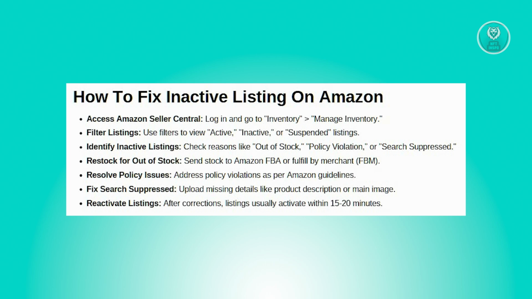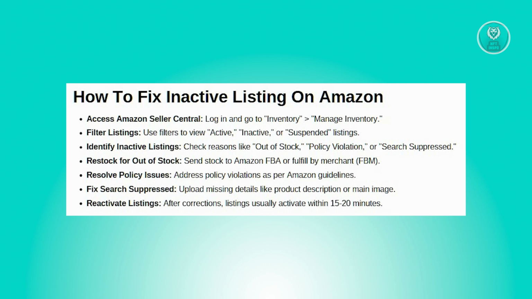So first, log in into your Amazon Seller Central account and navigate to Inventory and Manage Inventory options. Now, here you can filter listings to view only active and inactive or suspended products. Now, you first need to understand the reason for inactivity. To determine why each listing is inactive, reasons could include out of stock, policy violation, or search suppressed.